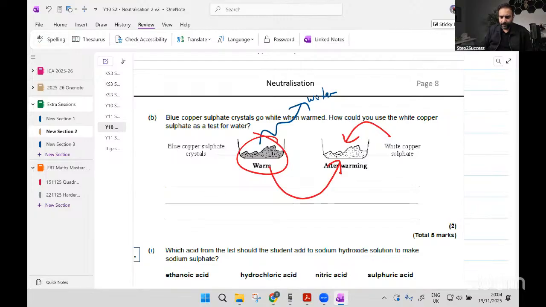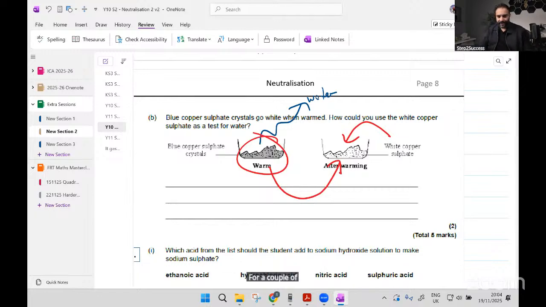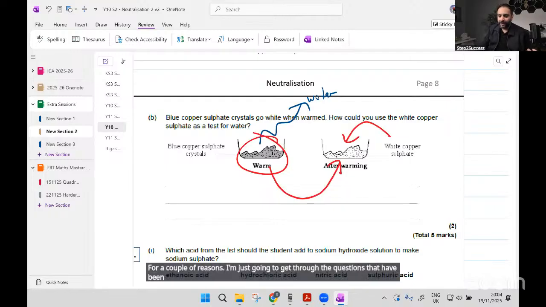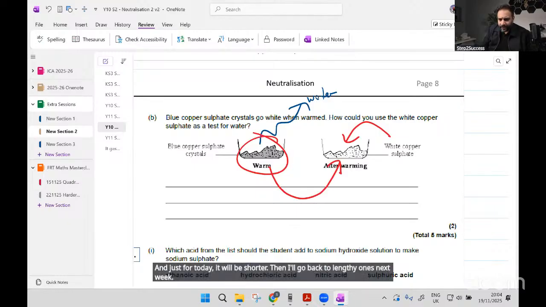Want to see electricity? I want to come to electricity now, I think. And someone's asked, so all right, I think everybody who's asked questions so far, that's pretty much what we're going to stick to. As I said, today's session is going to be shorter for a couple of reasons. I'm just going to get through the questions that have been asked so far. Just for today, it will be shorter. Then we'll go back to lengthy ones next week. All right, I'll try and do this chronologically.